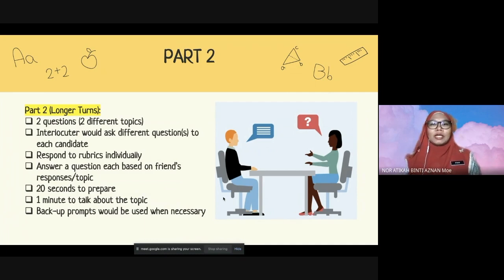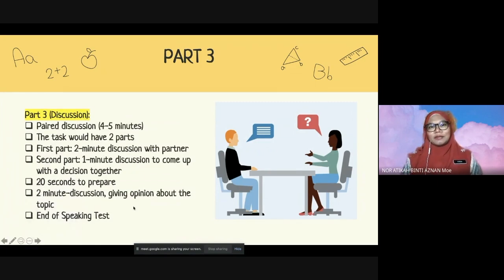So this is when the candidate really struggles to answer, to respond, to speak up in front of the interlocutor. Then the interlocutor will help to make sure that he or she will speak and then accomplish the task. That's about part 2. Let's take a look at part 3.